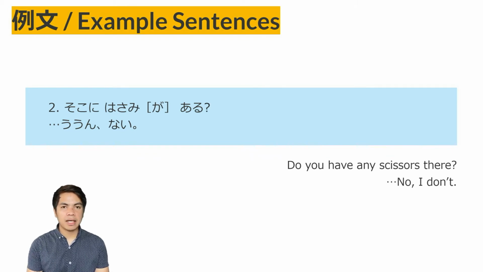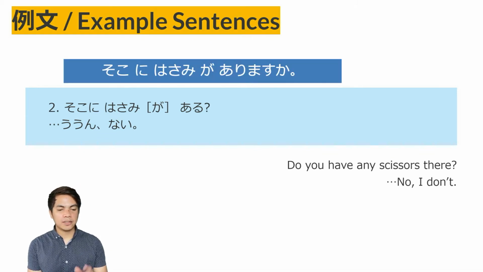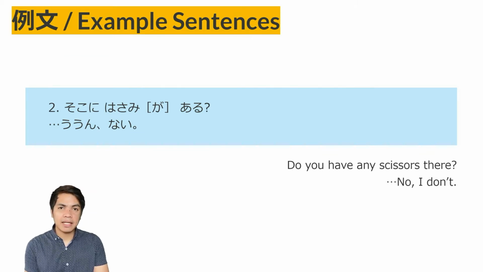Soko ni hasami aru? From the sentence soko ni hasami ga arimasu ka? Arimasu ka? Then the plain style for arimasu is aru, then question mark. Aru. So means iie. Arimasen. Nai. So the plain style for the verb arimasen is nai.